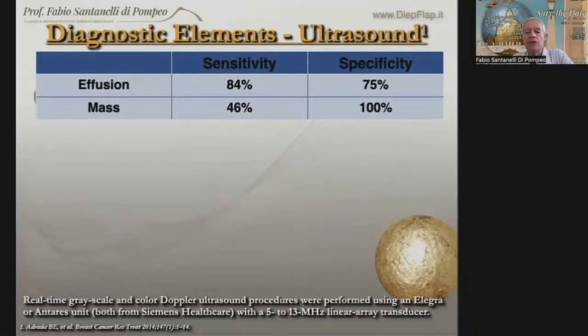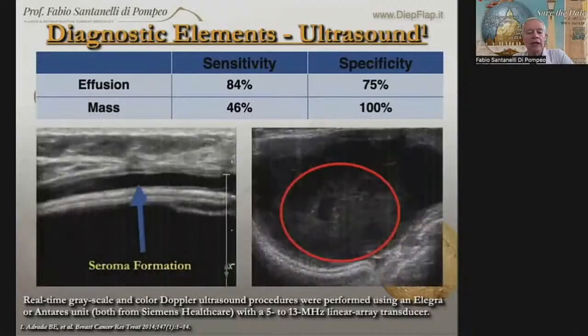The image that we can see on the left side shows a fluid collection between the implant and the capsule, and that's quite easy to detect by ultrasound. While on the right side, we can see an ultrasound of the upper outer quadrant of the breast with a complex cyst and a solid mass that need to be further investigated.